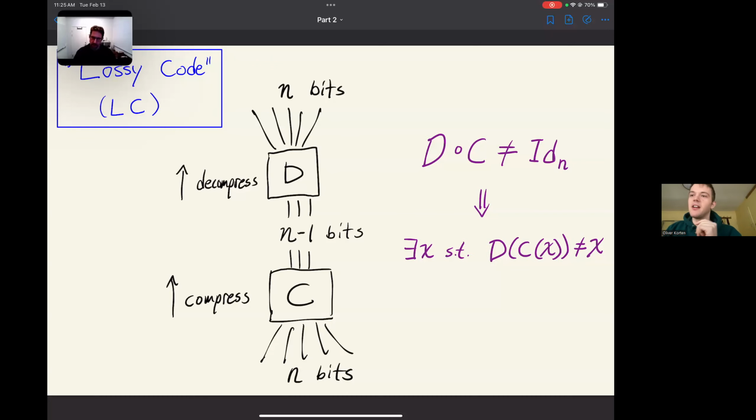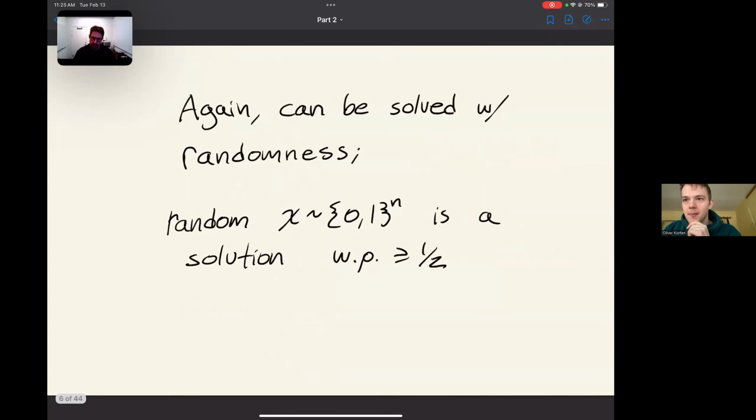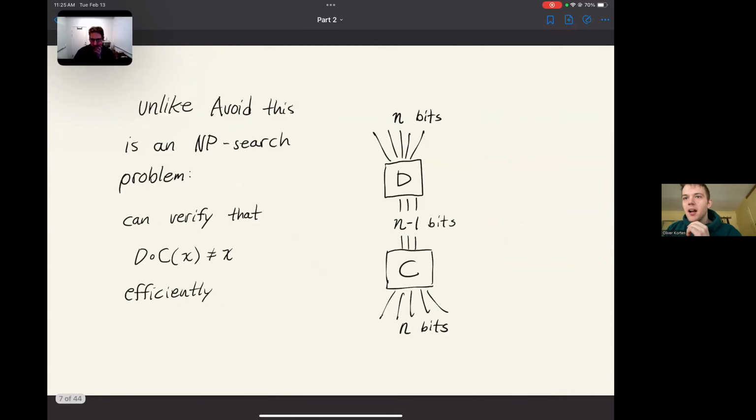The idea is, you're given this compression scheme and you want to witness the fact that it's not a perfect compression scheme. And so again, what can we say about this problem? Again, it can be solved with randomness. If I choose a candidate solution at random, it's a solution with high probability. But unlike the avoid problem, this is an NP search problem now, because I can verify that a given X does not map back to itself under the composition. I can verify that very efficiently. I just feed it through. We're assuming that these boxes are efficient.